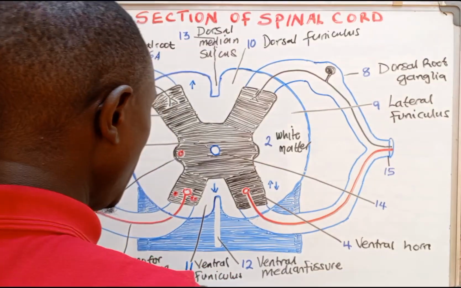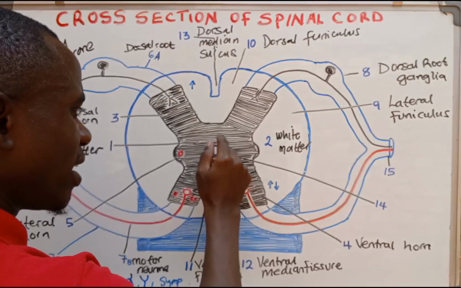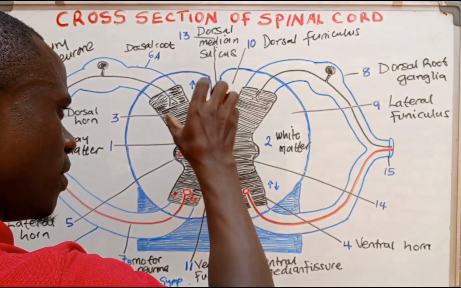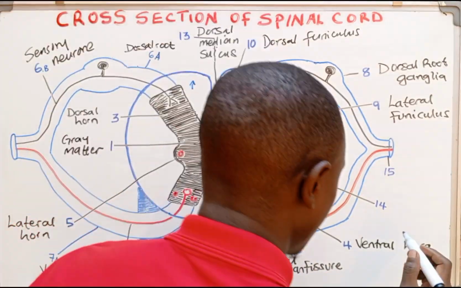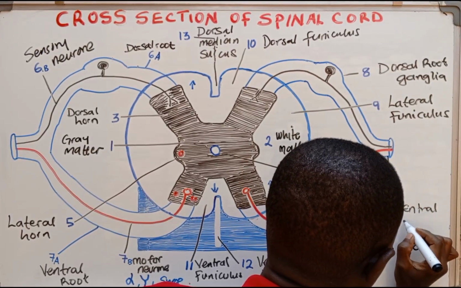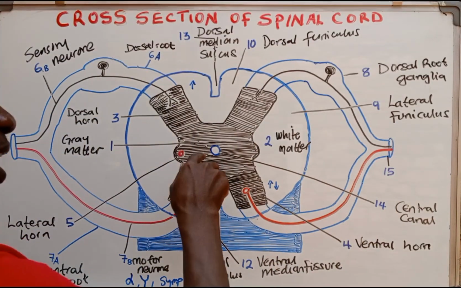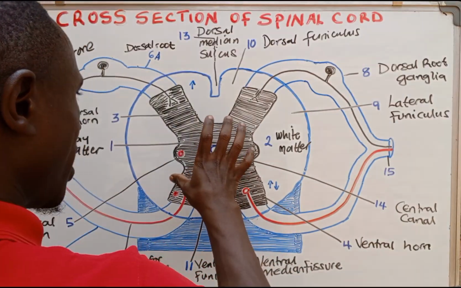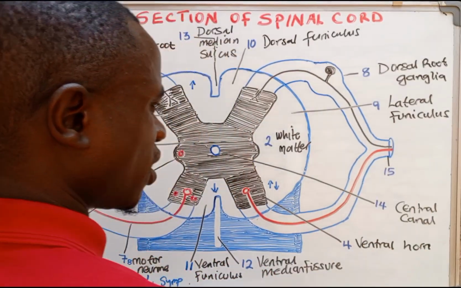Now coming to number 14, you see this central area of the gray matter. This area is simply called the central canal. It's the middle tube located in the gray matter of the spinal cord. We simply call it the central canal.